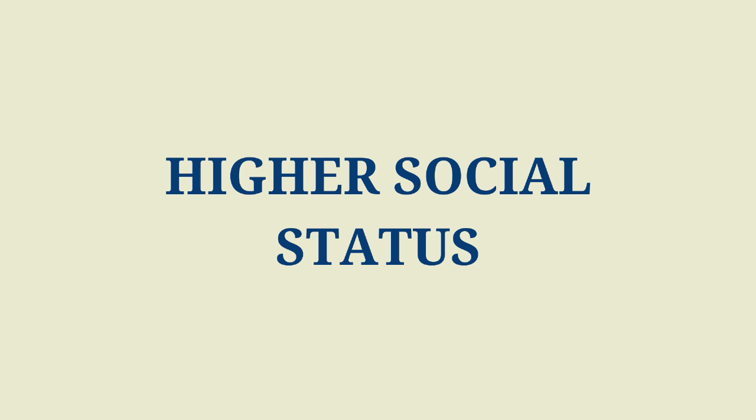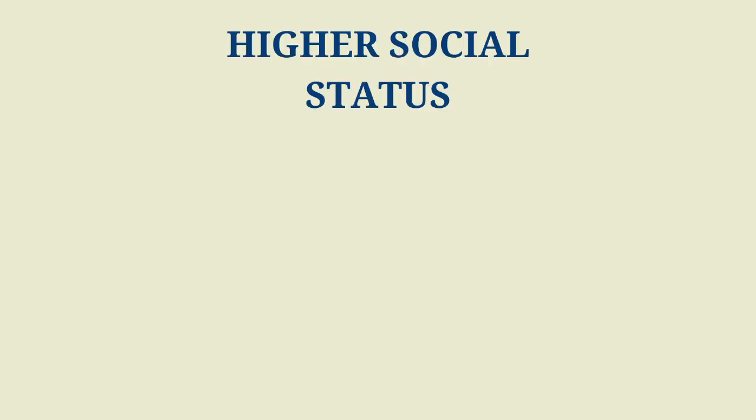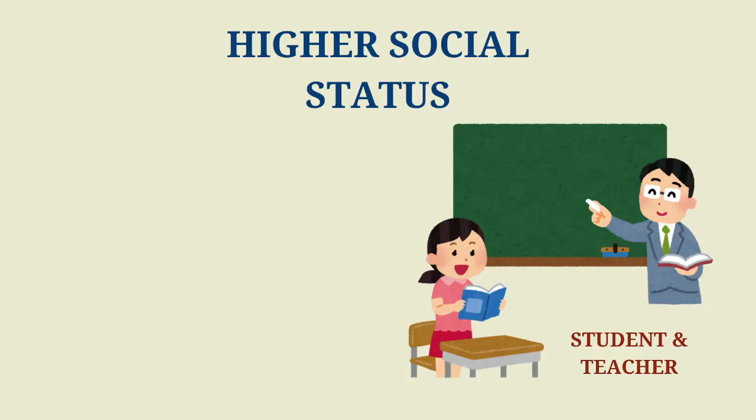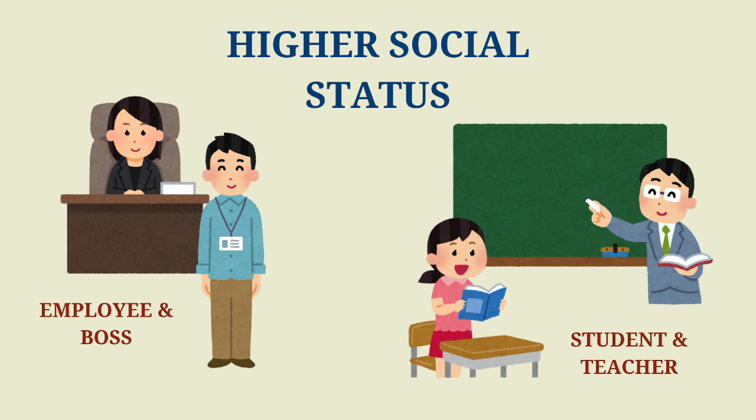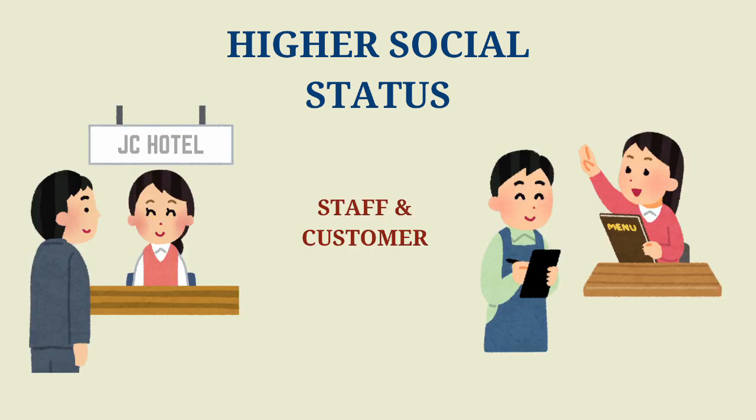Another instance where we use po is when the person you are talking to holds a higher social status than you. Examples are when you are a student and you are talking to your teacher. Or if you're an employee and you're talking to your boss. Or if you are a staff at a restaurant or a hotel and you're talking to a customer. Basically, you use it when talking to someone who has authority.